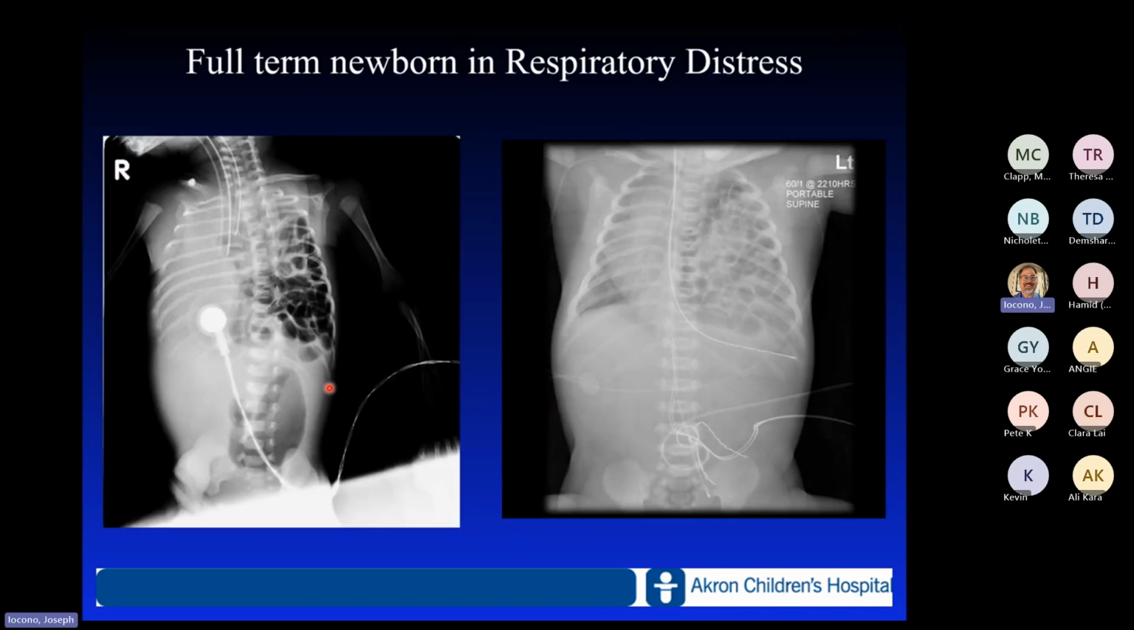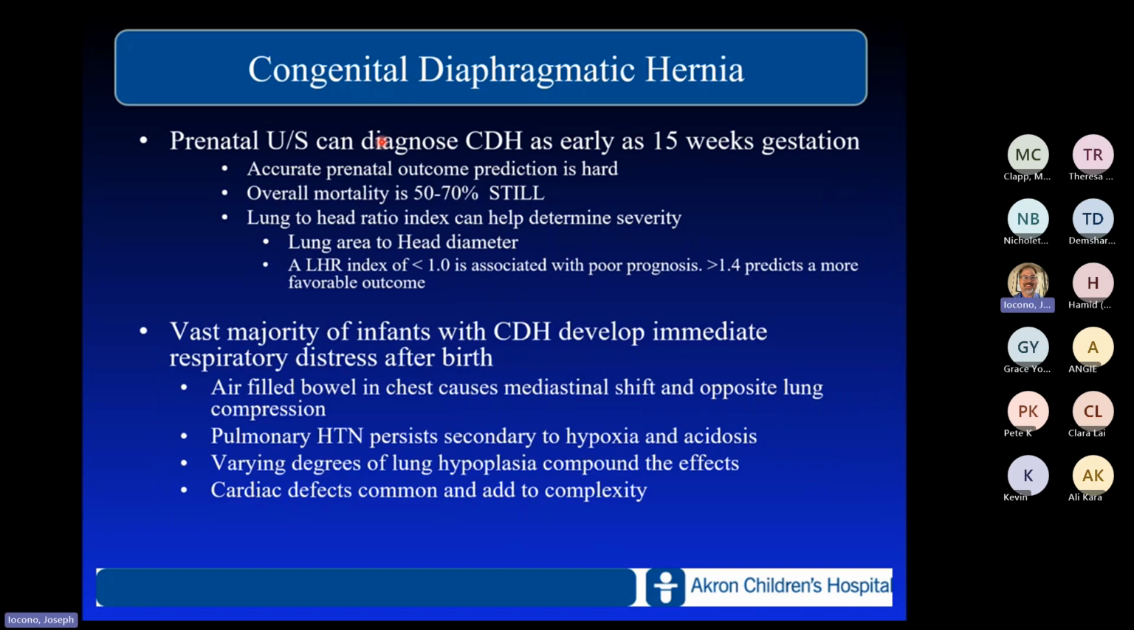All right, full-term newborn, respiratory distress, chitlins in the chest. Congenital diaphragmatic hernia, what are they going to ask about this? They're going to ask a couple of things: that mortality is still high, and that it is very commonly diagnosed prenatally with ultrasound. They sometimes will give you an LHR index on the ABSITE, lung to head ratios. The lower the lung to head ratio, the more associated with poor prognosis.